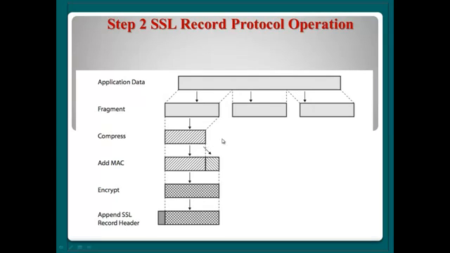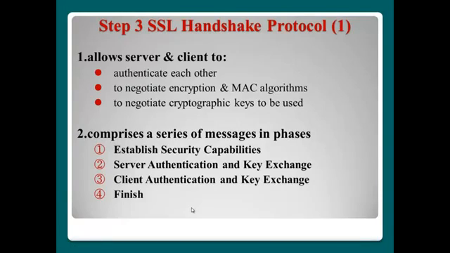But the compression is optional. And after that, the MAC, message authentication code, will be added to the original data using SHA or MD5. After that, this will be encrypted by the shared key. And after that, the SSL record header will be added to this data. This is the SSL record protocol.